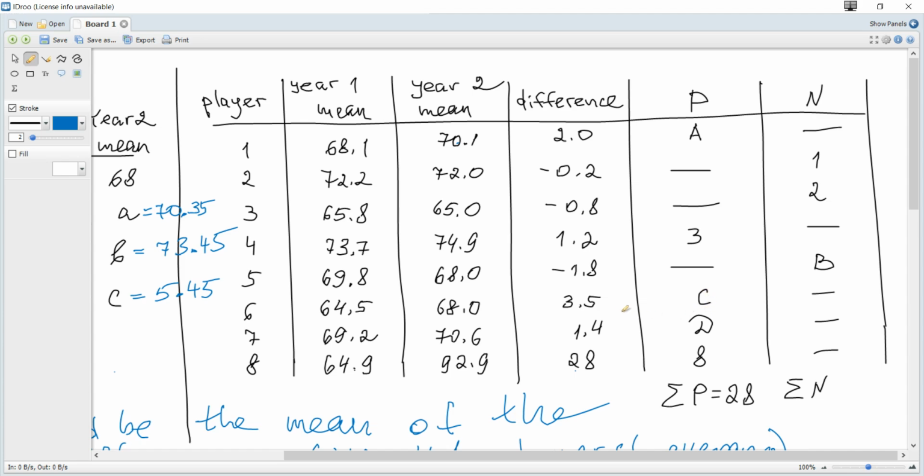What is the next by magnitude? The next by magnitude is this, then this, it's negative, then A, it's 7, and you can see it's the greatest, so it has the rank of 8, and it's clear the sum of P is 28 and the sum of N is, you can see, it's 8.